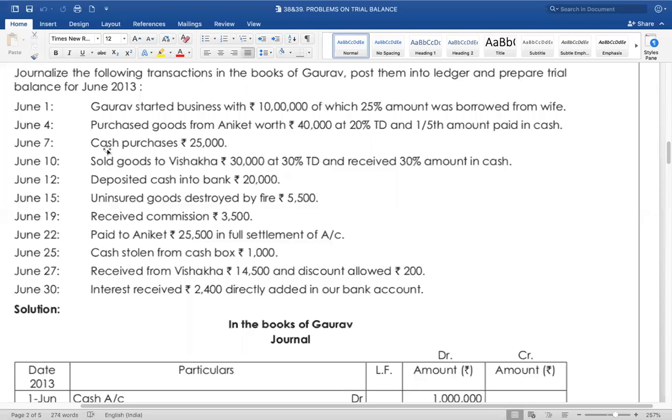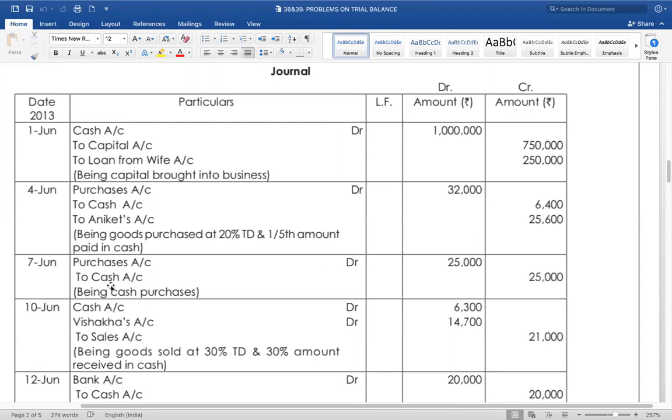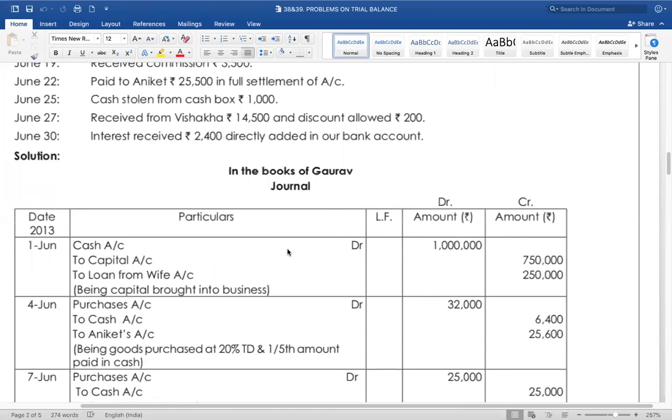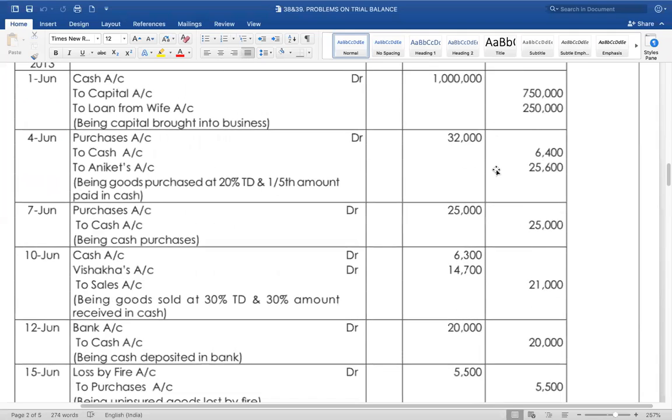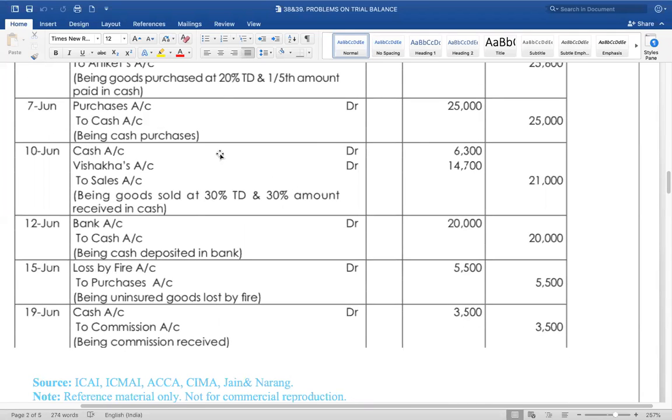Next is cash purchase on 7th. Purchase account debit to cash 25,000. Next is 10th. Sold goods to Vishaka 30,000 at 30% TD and receives 30% amount in cash. Cash account debit, Vishaka account debit, to sales. Look at this, this is 21,000, but there it is given as how much? 30,000.